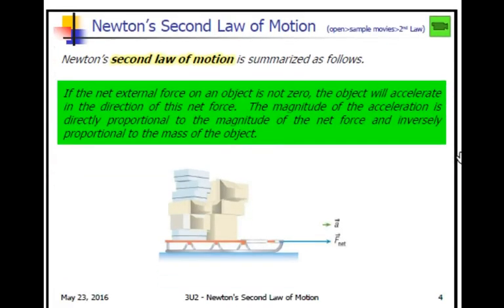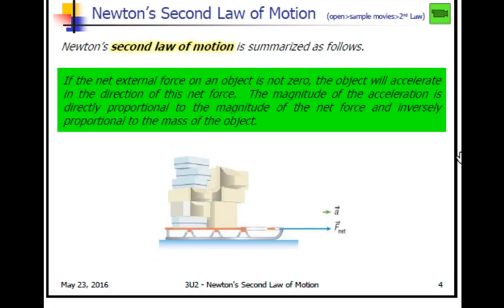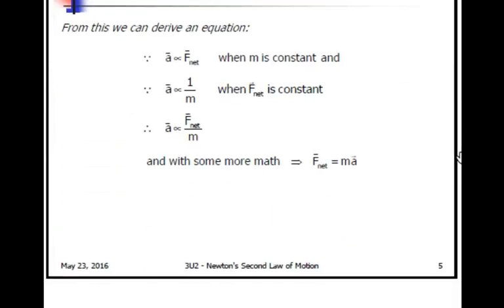So Newton's second law is summarized like this. If the net external force on an object is not zero, the object will accelerate in the direction of the net force. The magnitude of the acceleration is directly proportional to the magnitude of the net force and is inversely proportional to the mass of the object. And we can turn that into an equation.